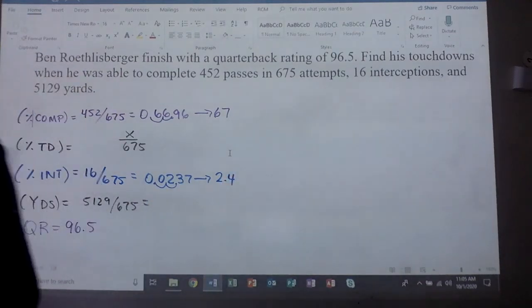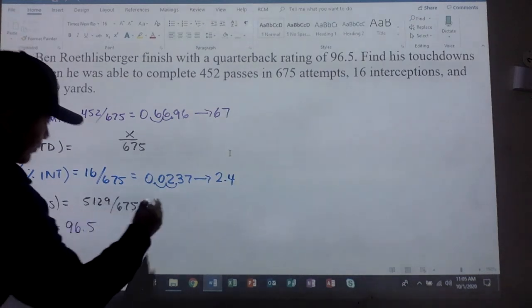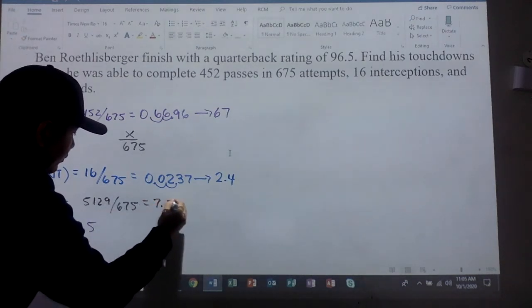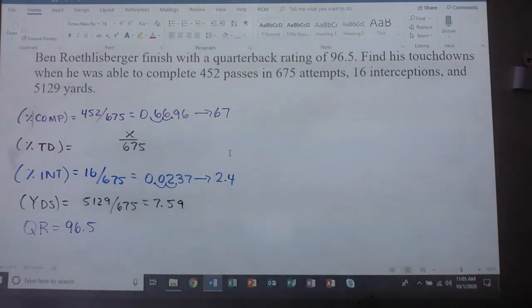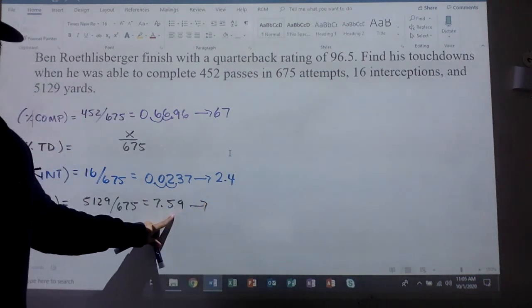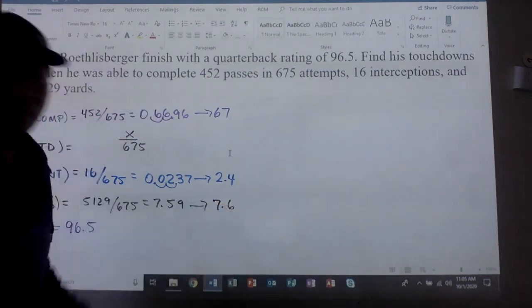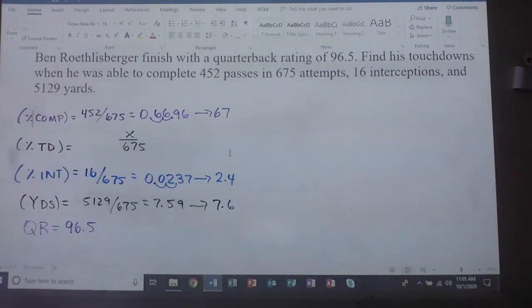2.4. My yards. Let me emphasize this. That one, you don't have to move it twice. You just got to round it to the first decimal place. Because this is a 9, it will make my 5 go up by 1. So final answer, 7.6. That's all I could find based on the information.